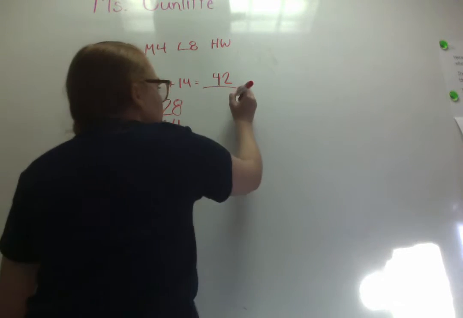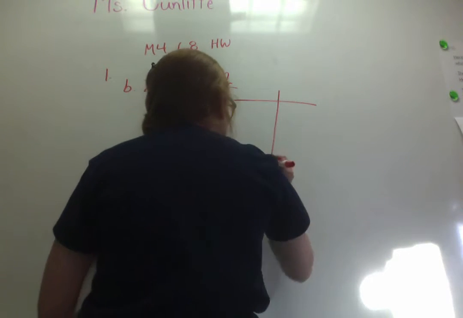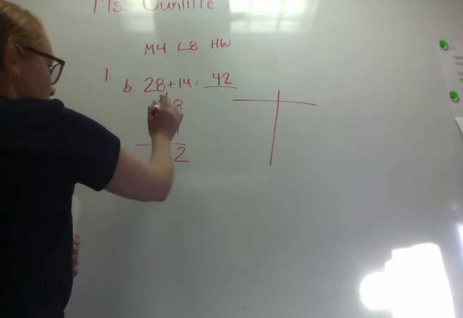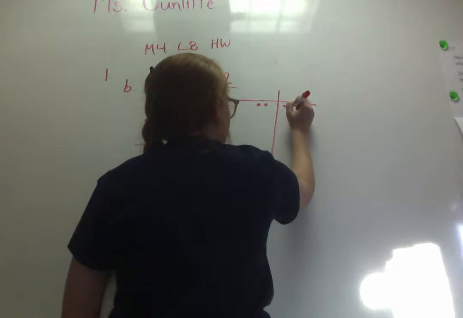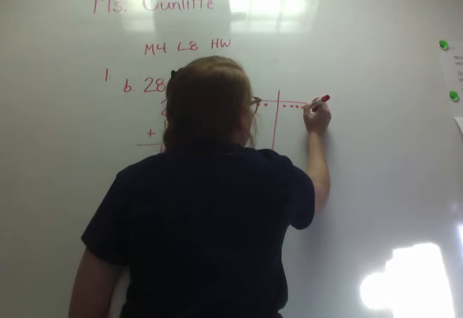And now you have to look into your place value chart and set it up. 28, I'm going to draw 2 dots in my tens, 8 dots in my ones.